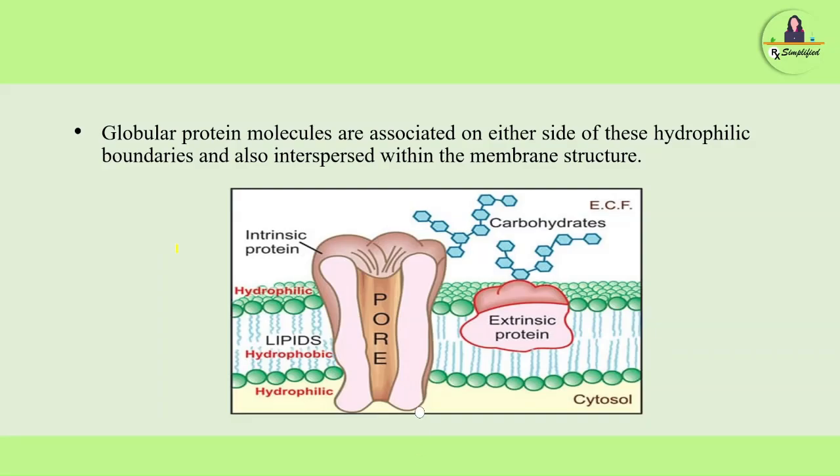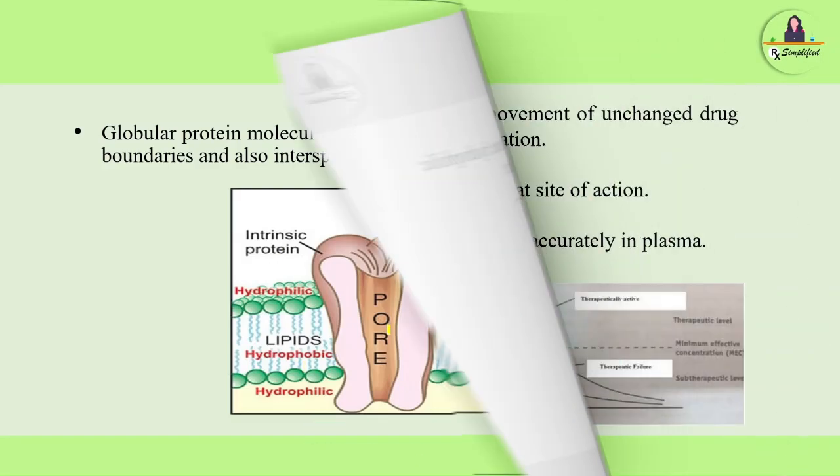So this is the diagram of the lipoidal membrane. There is a polar head and a non-polar tail. In the middle there is the lipid layer along with protein. It is the basis of the cell membrane.